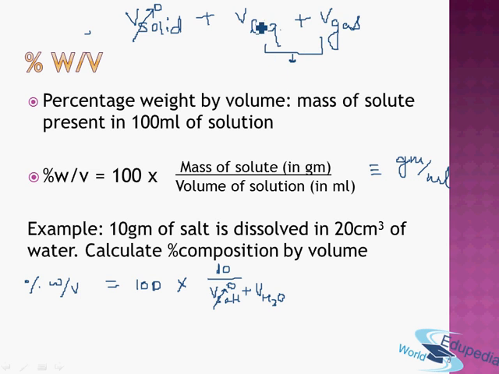then in this case you can neglect the volume of liquid with respect to the volume of gas. You can say that this is approximately equal to the volume of gas, because again the volume of gas is much greater than the volume of liquid. So here I can say that percentage weight by volume will be 100 multiplied by 10 divided by 20 centimeter cube. 1 centimeter cube is 1 milliliter, so 20 ml. So this is equal to 50 percentage weight by volume. This is your answer.